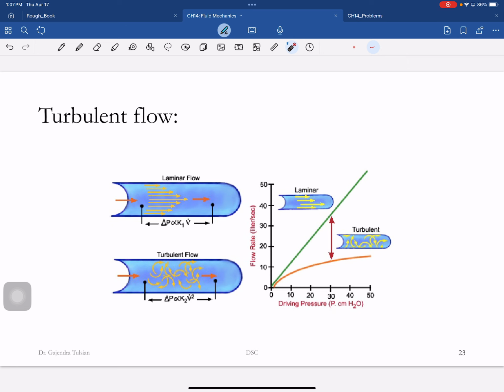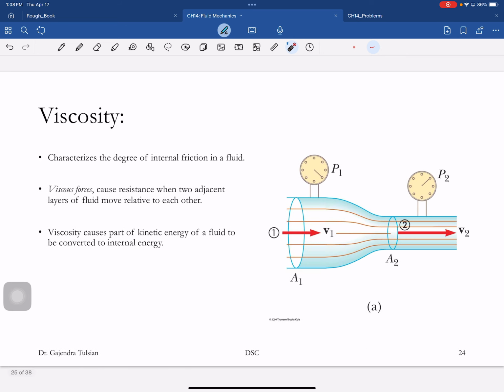So again, this is laminar flow, turbulent flow. Viscosity is friction in a fluid. You all understand that honey is more viscous than water. So if you wanted to pump honey or water down a pipe at the same gallons per second, which one will cost you more? Honey. Pumping honey will cost you more. You have to maintain a high pressure difference.